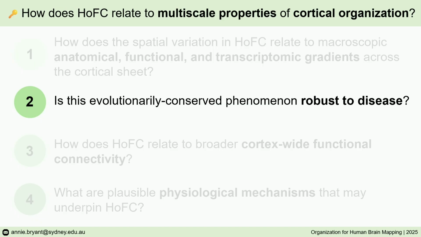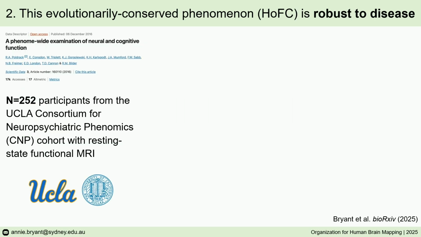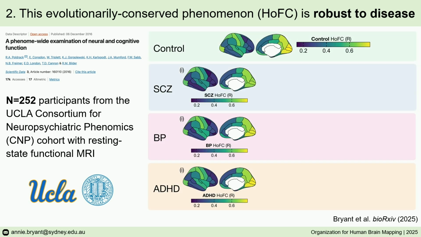Having mapped the spatial variation of homotopic coupling and key multimodal correlates, we next asked whether this phenomenon is robust even in the context of disorders known to disrupt functional connectivity and indeed homotopic coupling. So as an exemplary case study, we focused on neuropsychiatric disorders, which generally show disease-associated reductions in homotopic coupling. So we queried the UCLA CNP dataset, which includes schizophrenia, bipolar I disorder, and attention deficit hyperactivity disorder.